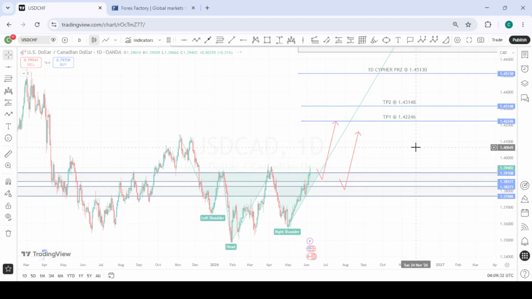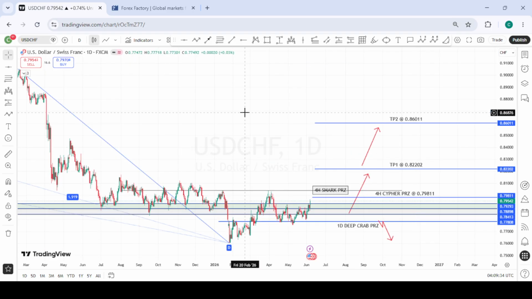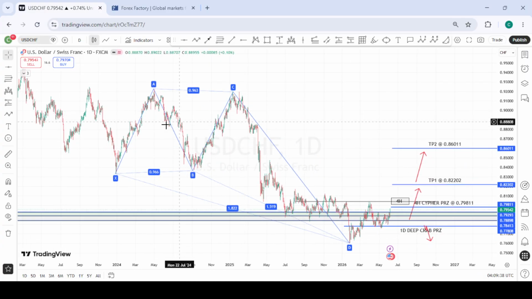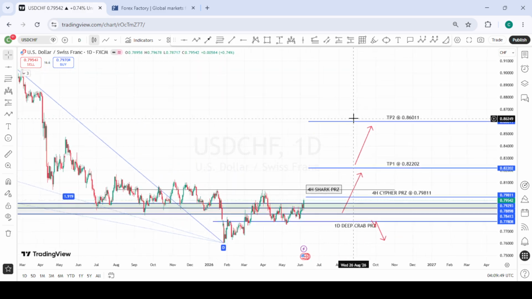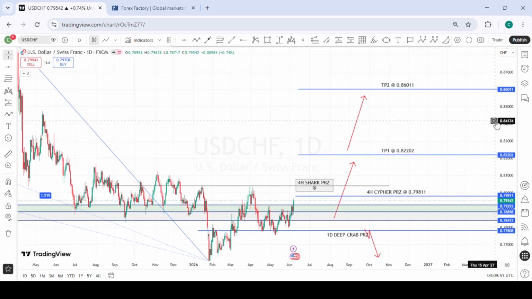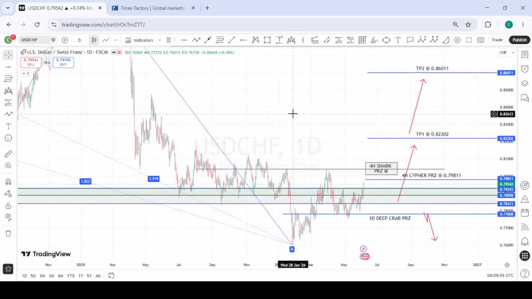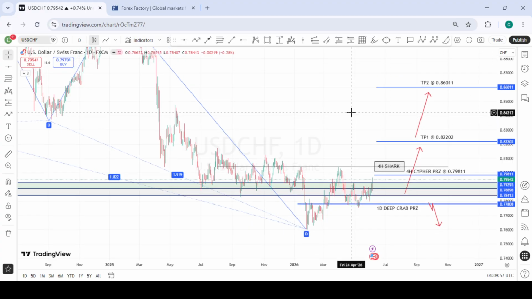This is USDCHF. For USDCHF, we've had this huge deep crab pattern which has completed, and now we are looking forward to see it buy to the various TPs, that is the TP1 and the TP2. As we can see here, it's not very clear, but it is what it is. This is forming a possible inverted head and shoulder right here.